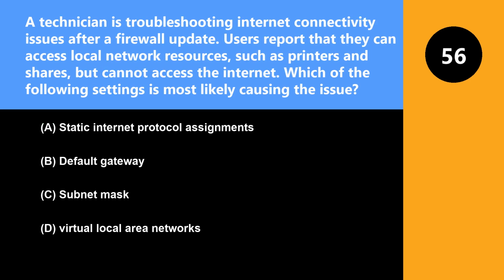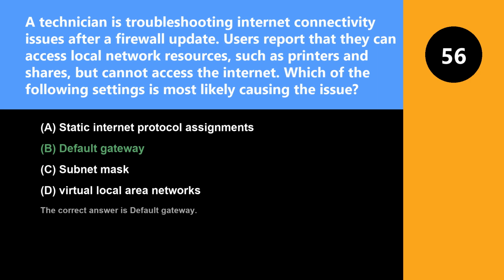Question 56. A technician is troubleshooting internet connectivity issues after a firewall update. Users report that they can access local network resources, such as printers and shares, but cannot access the internet. Which of the following settings is most likely causing the issue? Option A, static internet protocol assignments. Option B, default gateway. Option C, subnet mask. Option D, virtual local area networks. The correct answer is option B, default gateway.